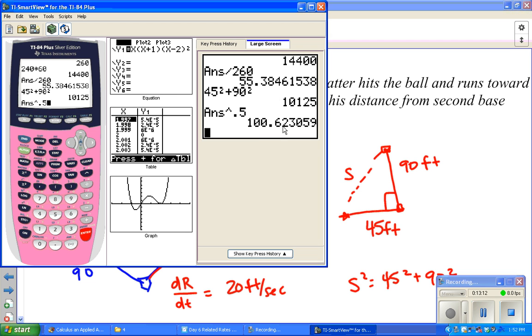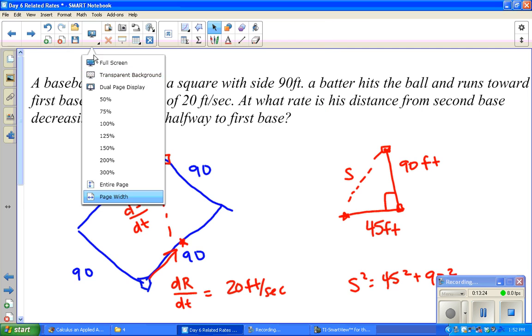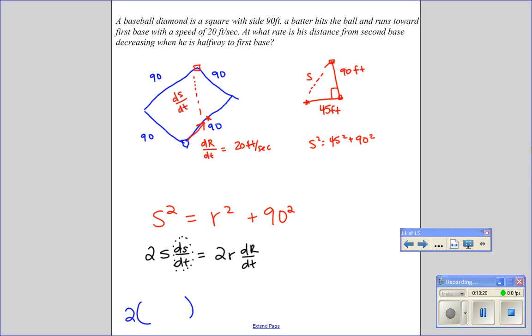So the s, the distance from him to second base, I'm going to write that down so I don't forget it, 100.62306. I'm going to go all the way out to that decimal place there. So I solved for s. When he's halfway to first, he is 100.62306 feet from second. That's how far away he is from second base when he's halfway to first base. So in that s spot there, I'm going to put 100.623. You want to use as many decimal places as you can. When I go back and do mine, I'll probably use all the decimal places.